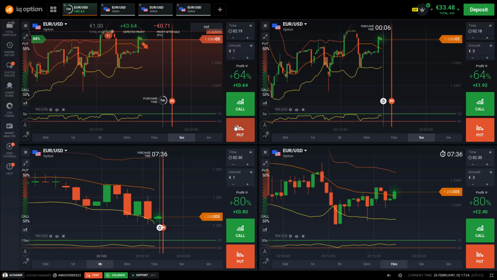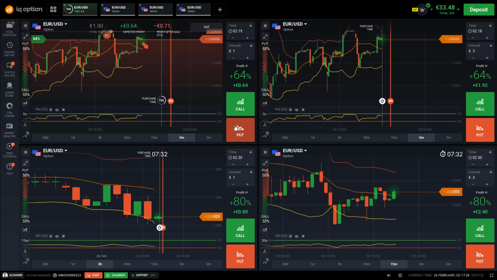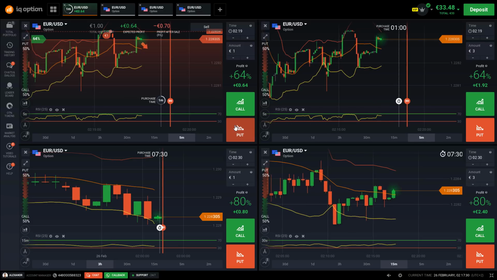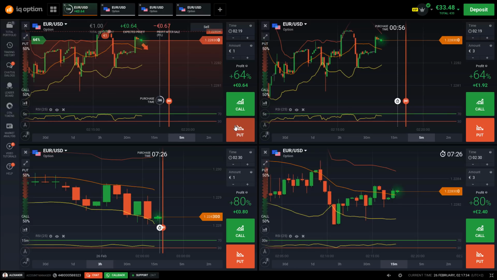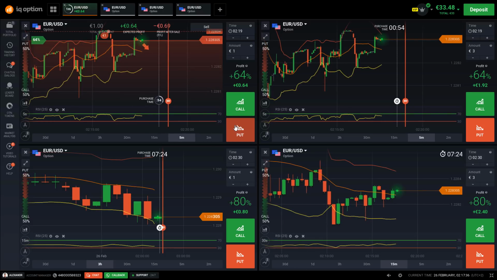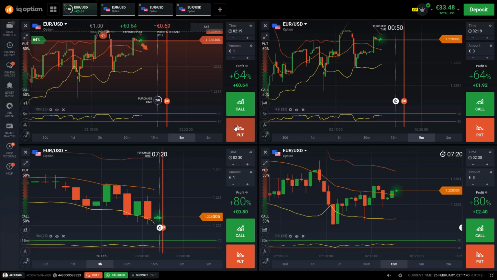Now it's approaching the top RSI. So it is still undecided. A little bit in favor of my direction.